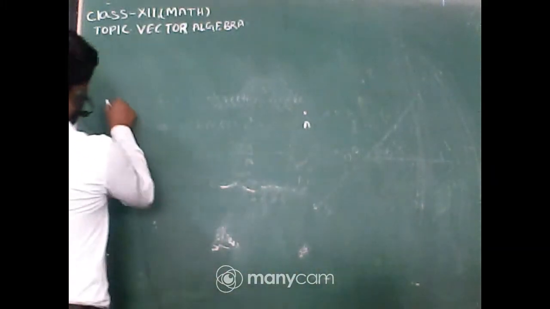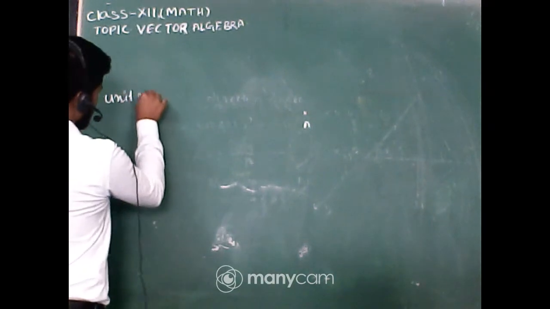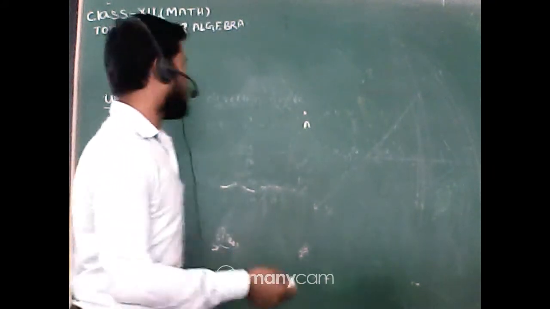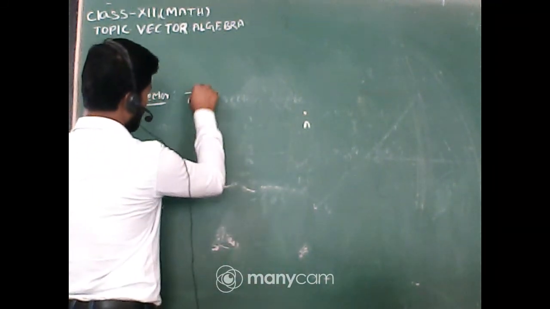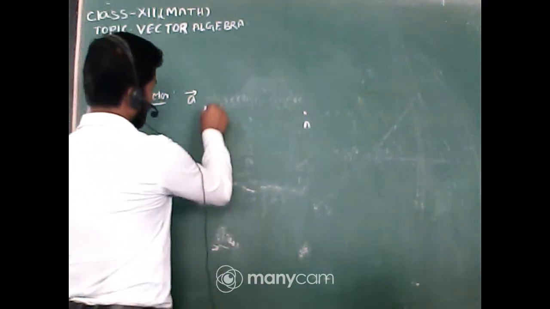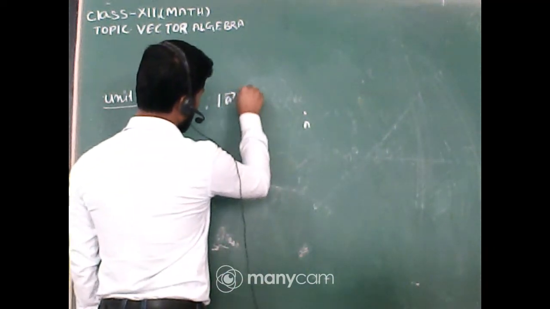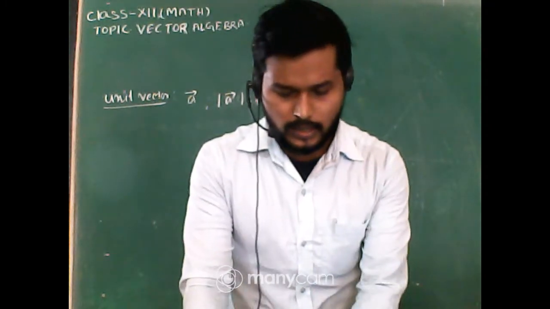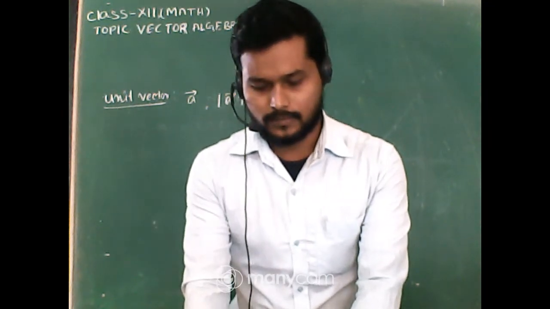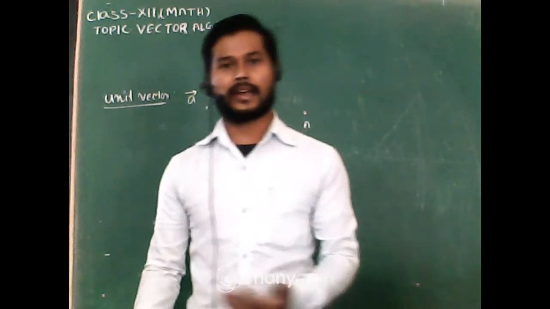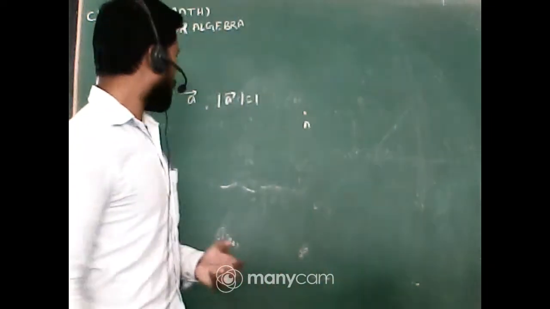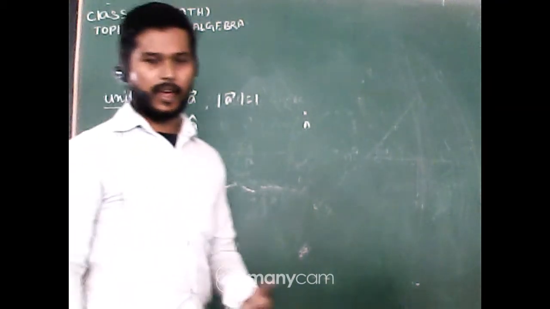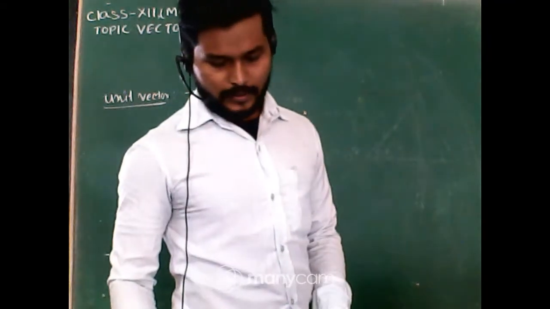Next is the unit vector. What is the definition of a unit vector? A vector, suppose A, is said to be a unit vector if its magnitude is 1. So a vector having magnitude equal to 1 is called a unit vector, and this vector is denoted by a hat. Unit vector is denoted by a hat.